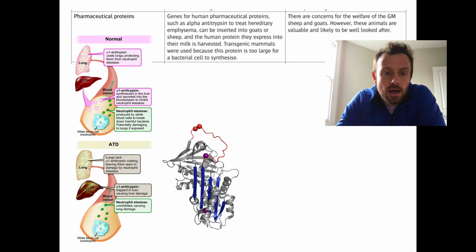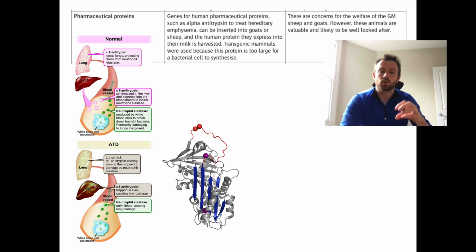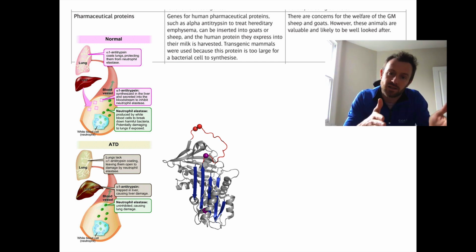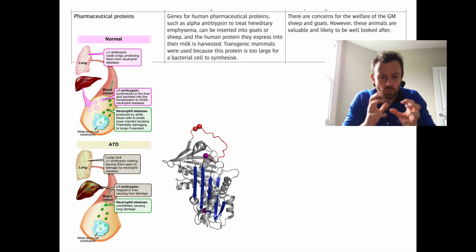Pharmaceutical proteins. This is a fun one. We can basically engineer proteins into the milk of mammals. Some proteins, mammal proteins, need to be made in mammals so that the proteins are processed in a certain way, and we can't really get the proteins to work when produced in bacteria. For example, insulin can be produced in bacteria, but this one, alpha antitrypsin, I think requires a bit more complicated processing.